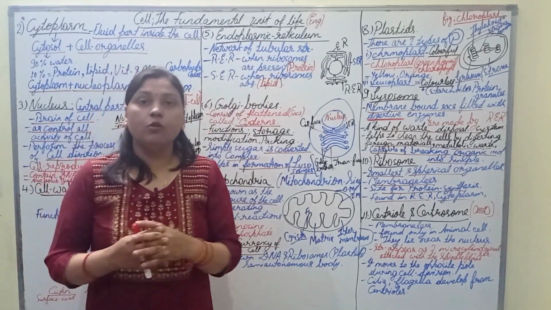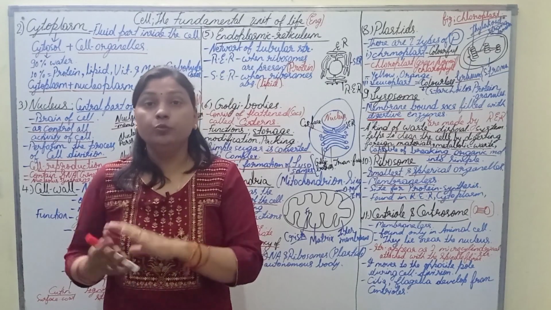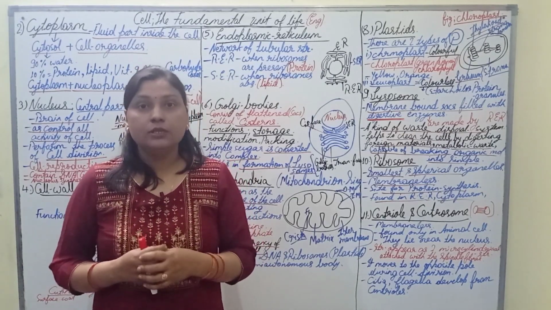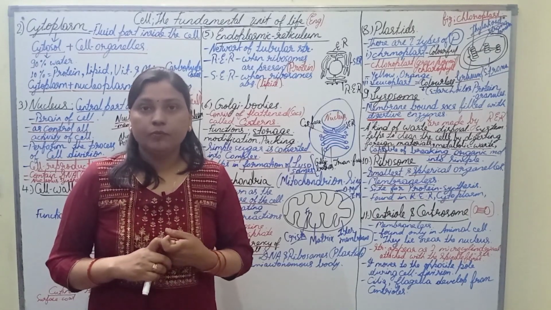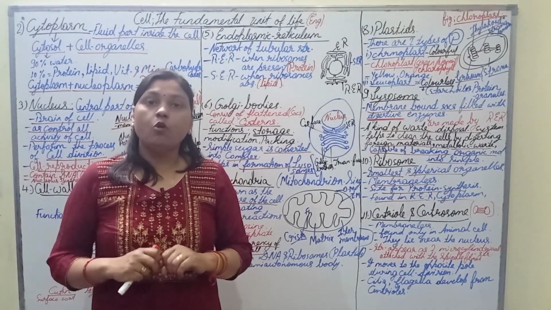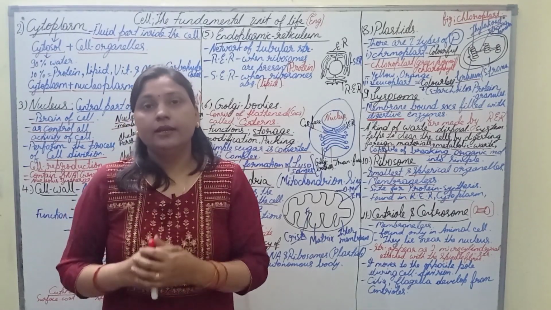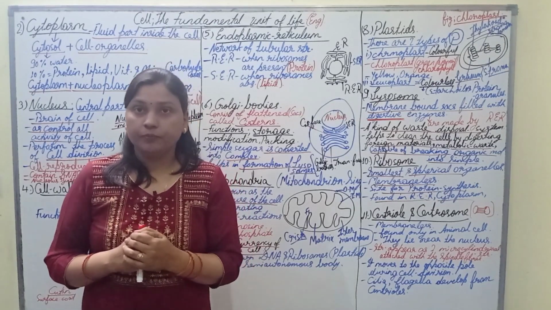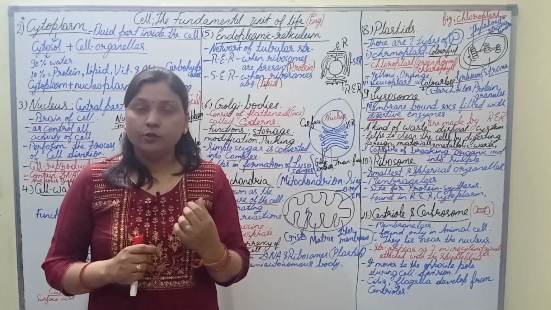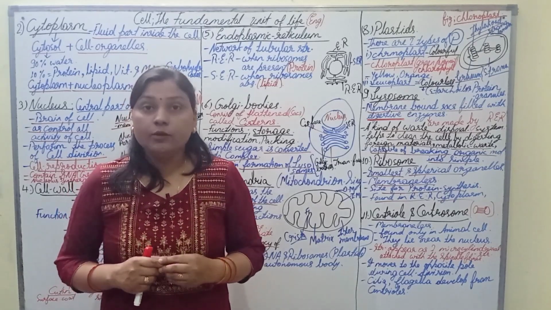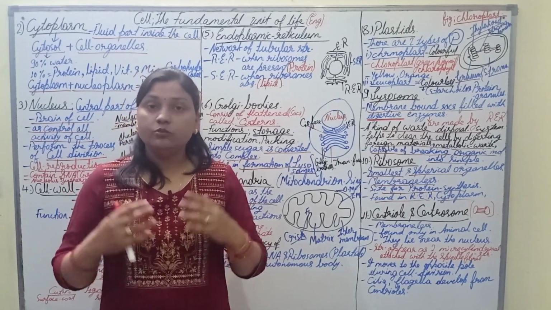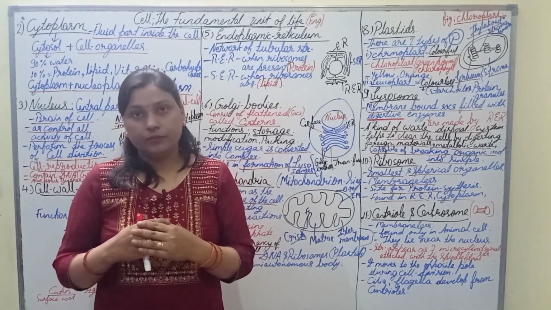It is the network of sheets and tubules. So generally it exists in three forms: in the form of sheets or flattened sacs, or in the form of tubes, or in the form of oblong or rounded bags that are called vesicles. One end of this endoplasmic reticulum is attached with the nuclear membrane, while the other end is attached with the plasma membrane.